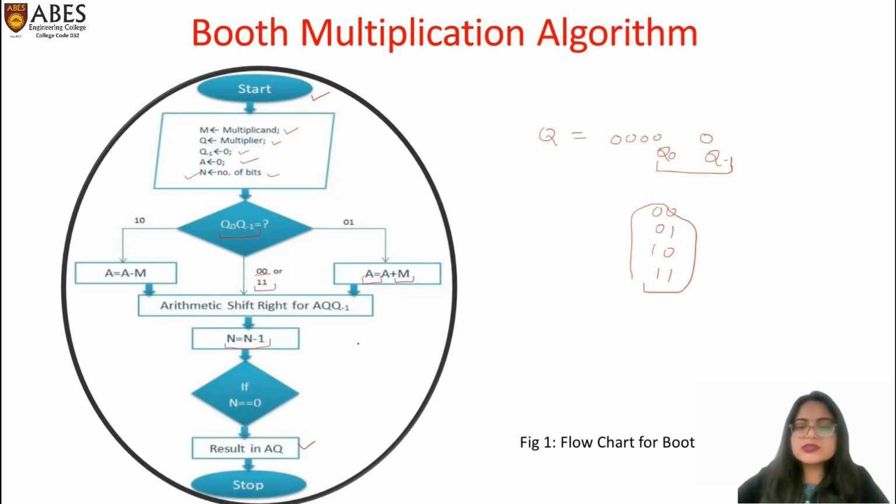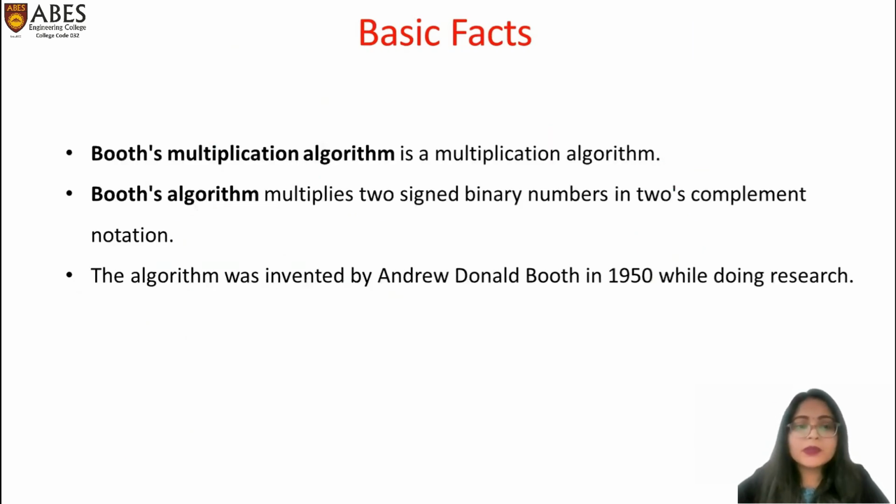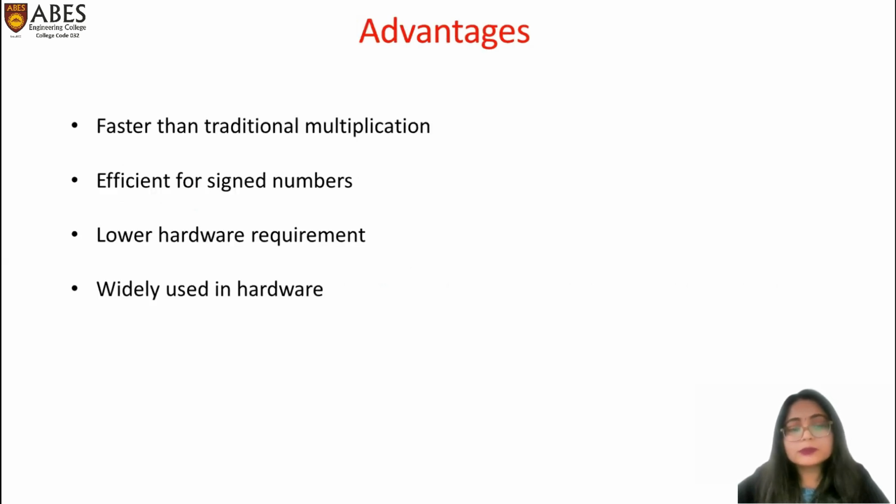So this is the flowchart. Now we'll understand it with the help of an example. What are the facts about the Booth multiplication algorithm? It multiplies two signed binary numbers with the help of 2's complement. It was invented by Andrew Donald Booth in 1950, and the Booth algorithm is named after him. Now, the advantages.